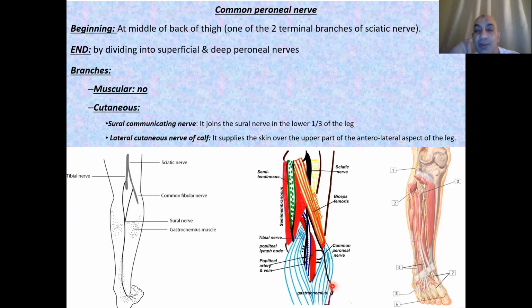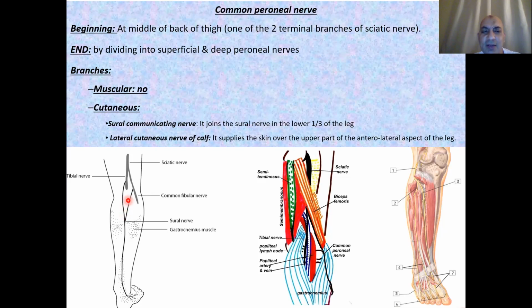And this is very important. It passes on the back or on the lateral aspect of the neck of the fibula, then it divides into 2 terminal branches that are called the superficial and the deep peroneal. What about cutaneous branches? Direct? No. No muscular branches. Cutaneous branches, we have 2 nerves.